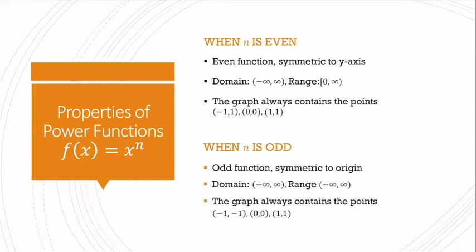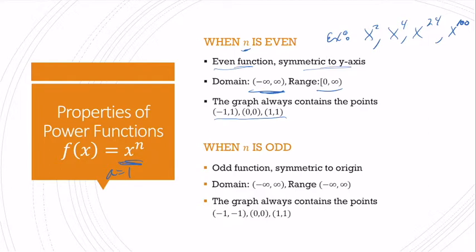Here are some very specific properties of power functions. So when n is even, for example, if I had x to the second, x to the fourth, x to the 24th, x to the 100th, it doesn't matter how big our n gets, my function is going to be even, so it will be symmetric to the y-axis when it's a monomial in the form of a power function where a equals 1. My domain is always going to be from negative infinity to positive infinity, and my range goes from 0 to positive infinity.